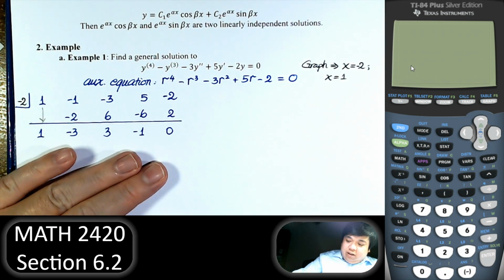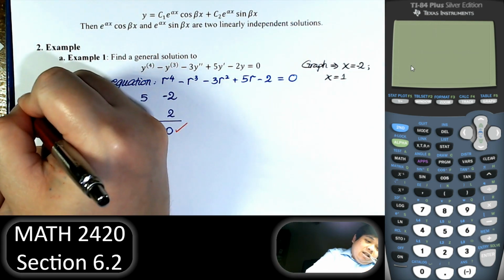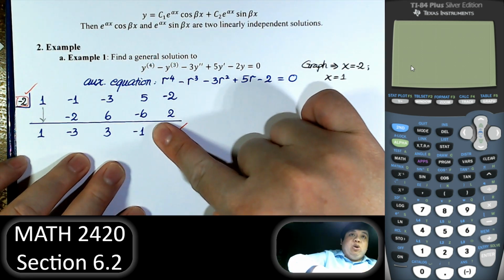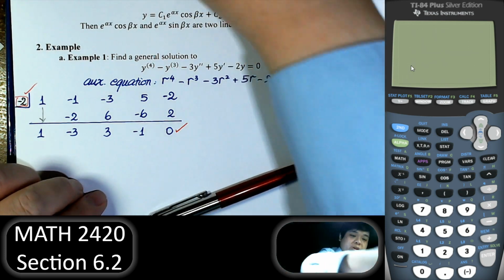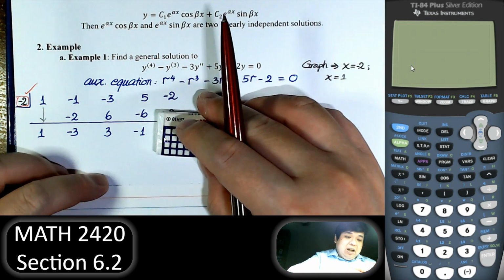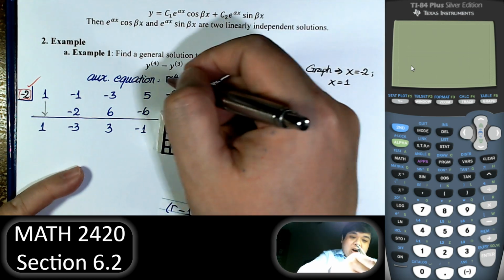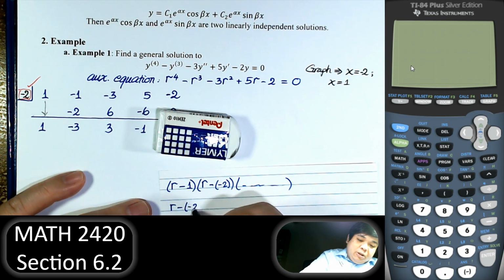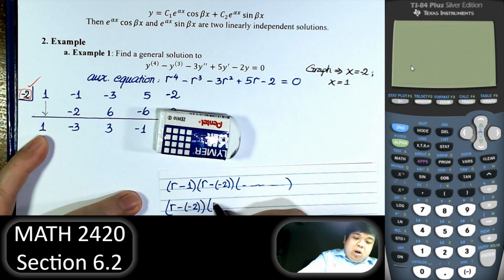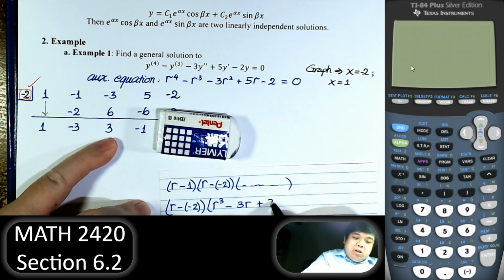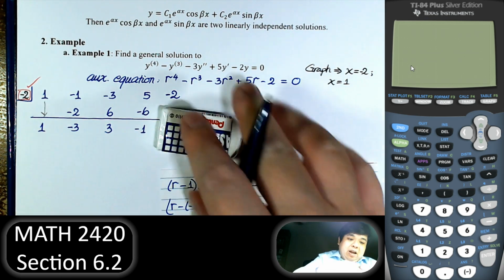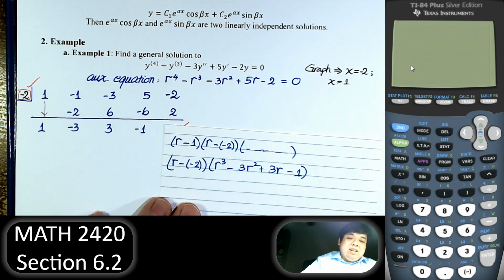If this is a 0, that means the remainder is 0, so this is a solution. Now we can ignore the 0 there and work with the remaining coefficients. With this we can say the polynomial factors as r minus negative 2, and then the remaining factor will be r cubed minus 3r squared plus 3r minus 1. I'm just using those as the coefficients of the quotient. Of course, the 0 is the remainder, and we're not going to write that.